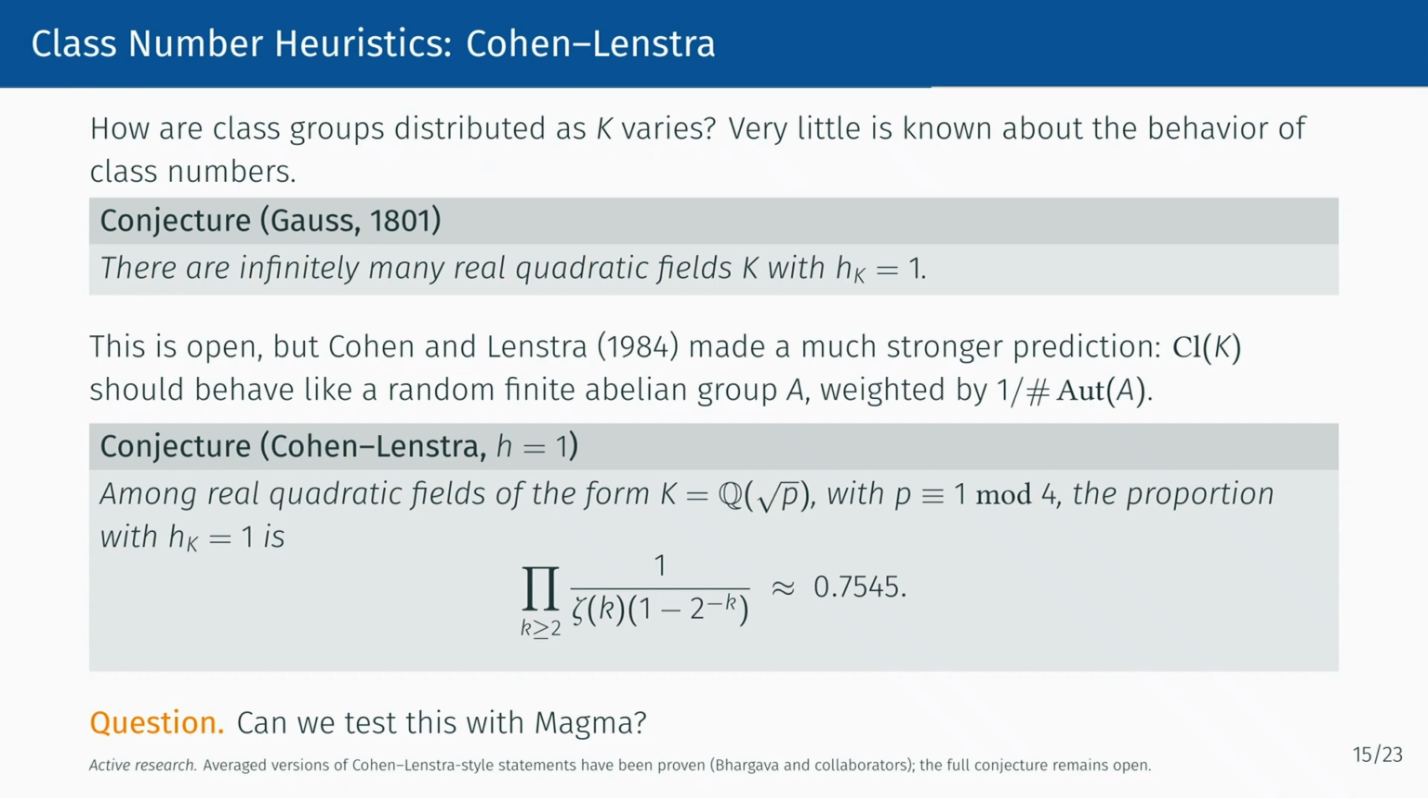Nowadays, it's very easy to test such conjectures. I should say that the Cohen-Lenstra heuristics are largely open. It's an active area of research. There are some averaged versions that were proven, but in general, if you're able to make any progress on the Cohen-Lenstra conjecture for some particular case, it's usually interesting.